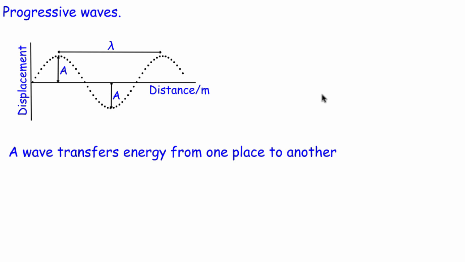Now at GCSE you met the concept of a wave, and this is basically what a wave does. A wave is something that transfers energy from one place to another. And this is your traditional picture of a wave. It's a transverse wave. In the next video we'll have a look at the difference between a transverse and a longitudinal wave. But as you can see, basically it's got some peaks and it's got some troughs.